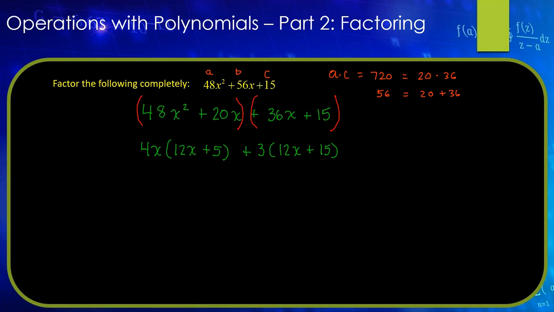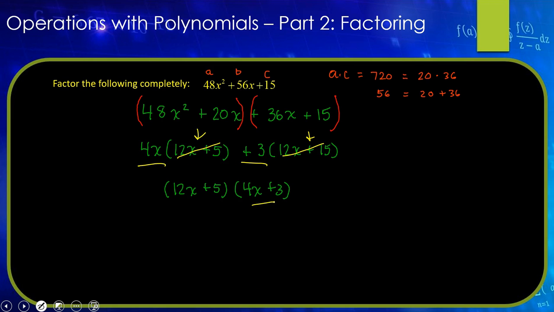Again, I see that I have the same quantity again. It's a good sign that I'm on the right track, because now I'm going to factor that out of both of these groups. And when that gets factored out and canceled, I'm left with 4x plus 3. Hence, that's how I get the second quantity. So this ends up being 12x plus 5 times 4x plus 3. Let's move on to the next one.